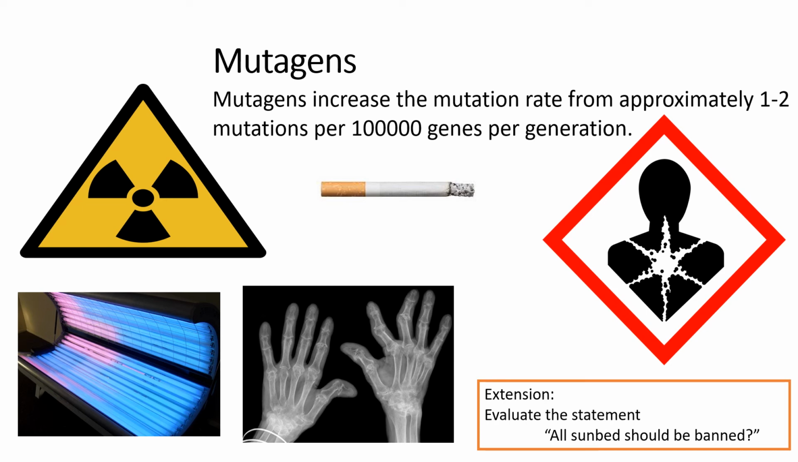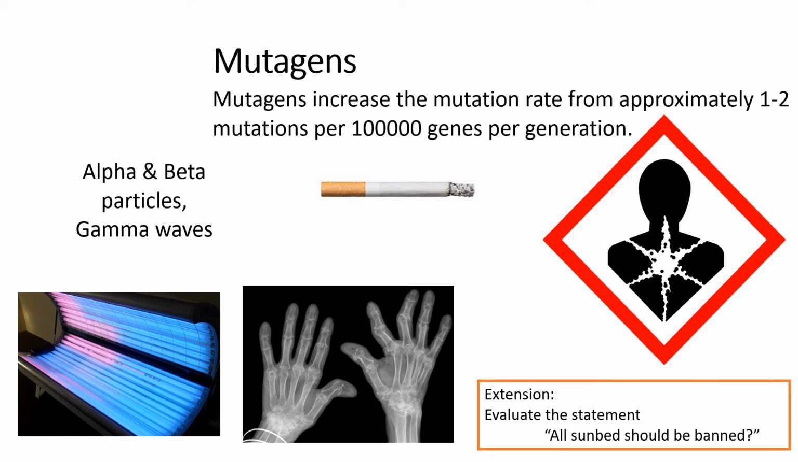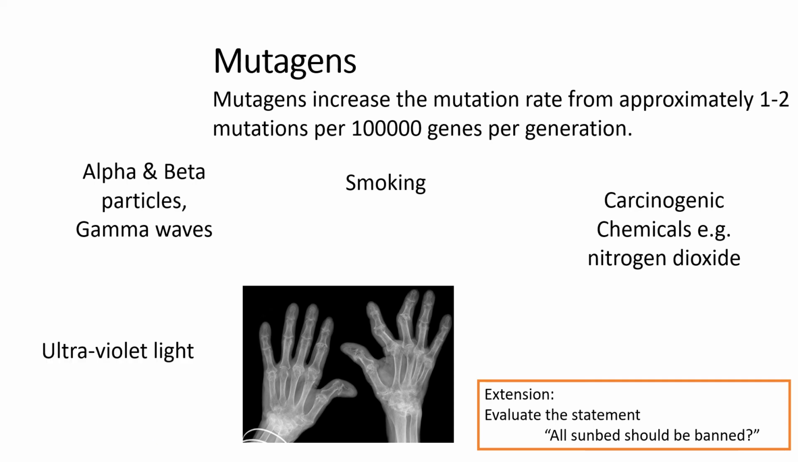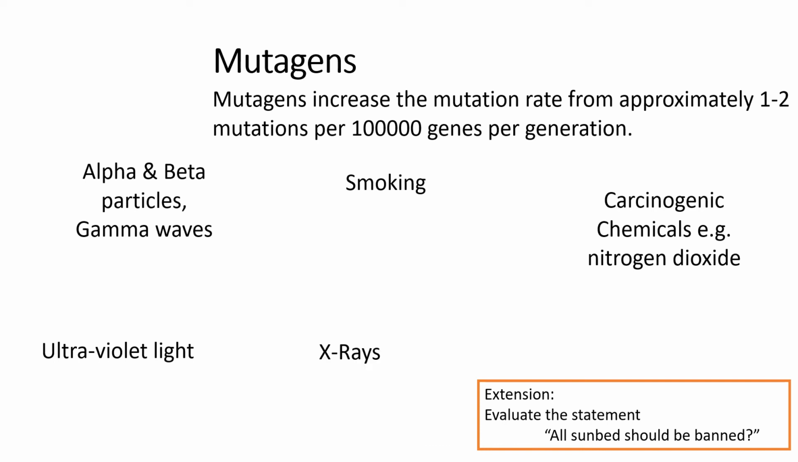Well, the different pictures represent, first off, your alpha, beta and gamma radiation, your ionizing radiation. We have, again, smoking. We have carcinogenic chemicals. Those are chemicals that can cause cancer. We have ultraviolet light, and we have X-rays. And all of those substances will increase the rate of mutation inside an organism.